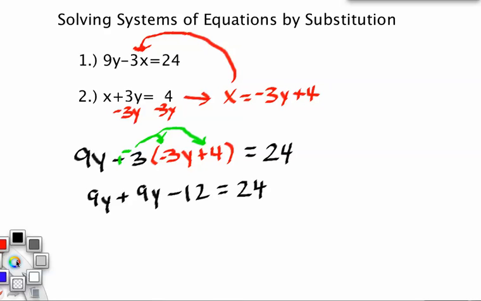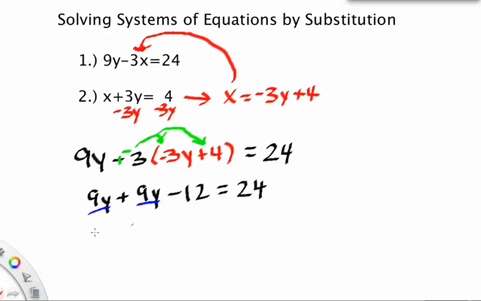Now, I need to look for any like terms that I might be able to add, and I see like terms right here and right here. Same signs add them up, different signs subtract. Those are both positives, so it's going to be an 18y. Now, if I'm going to get 18y, it's going to be minus 12 equaling 24. I might as well just take care of this 12 right now since I'm running out of room down here.